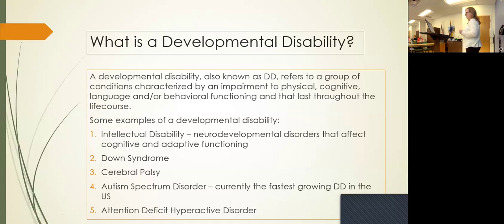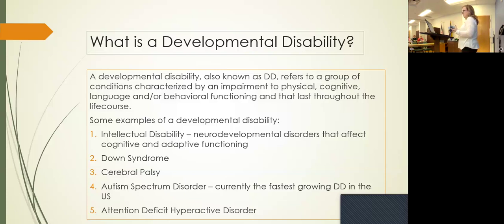Okay. So what is a developmental disability? I know some in the room definitely are very aware of what a developmental disability is. Others might not be. So really, it's a group of conditions characterized by an impairment to a physical, cognitive, language, or behavioral functioning system within the body, and it also lasts over the life course. Some examples would be an intellectual disability, where we can have a mild or moderate cognitive impairment, Down syndrome, cerebral palsy, autism spectrum disorder, which is the up and coming, the fastest growing right now.